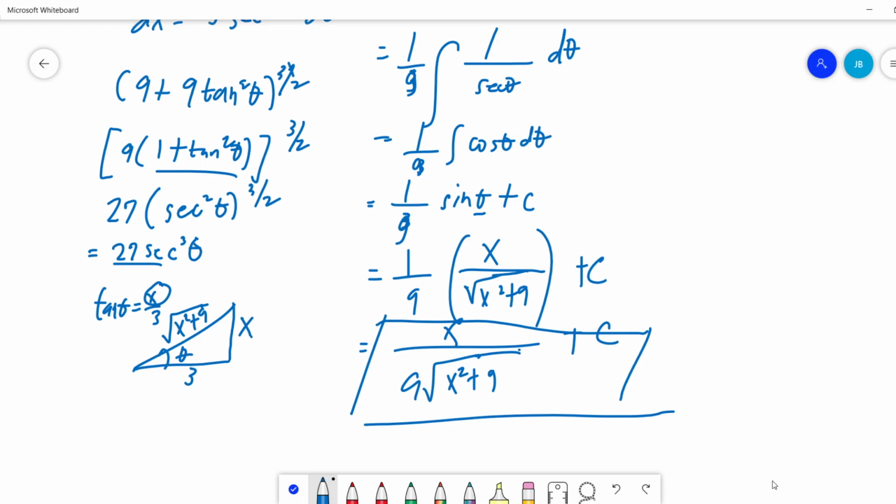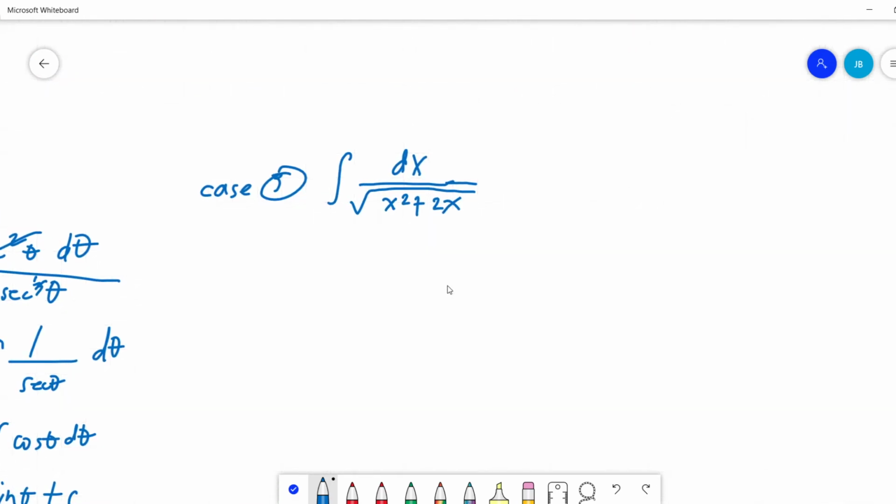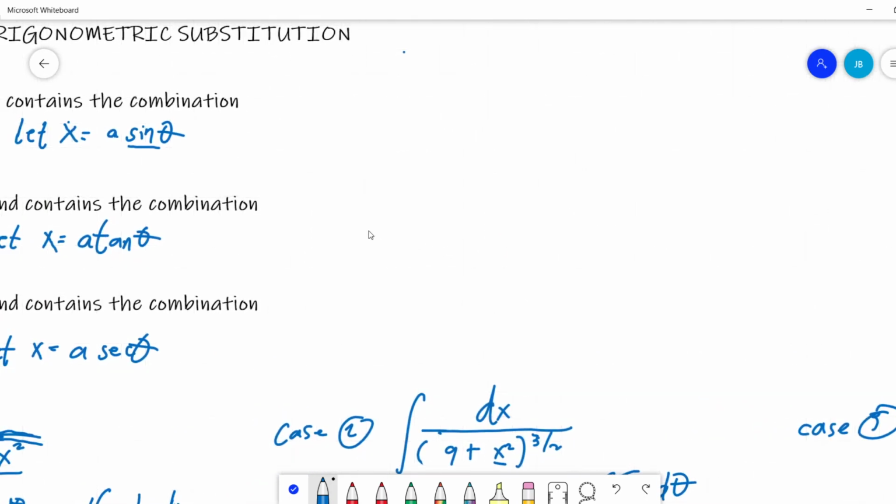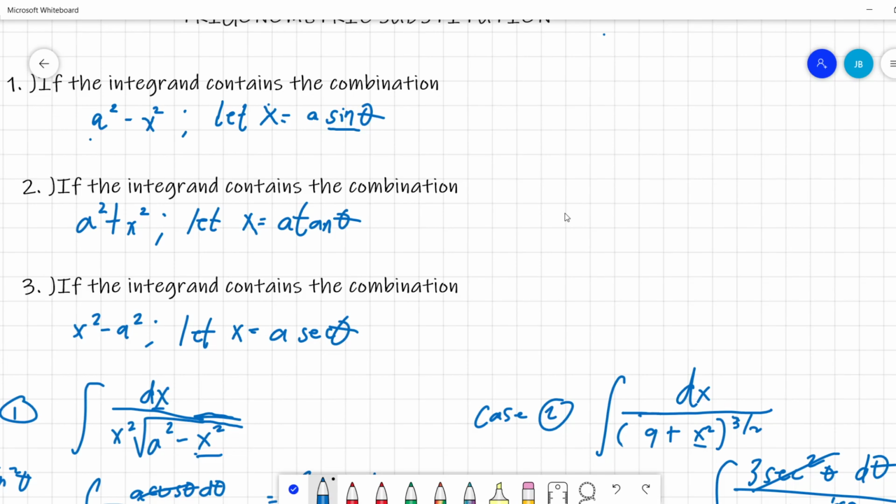Okay, perfect. Next, this case here, actually there are a lot of simpler problems to solve, but I want this challenging one so that we can understand more about the trigonometric substitution. Okay, so for this one, we can see here x squared plus 2x. By looking again at the cases, there is no such thing as x squared plus 2x.